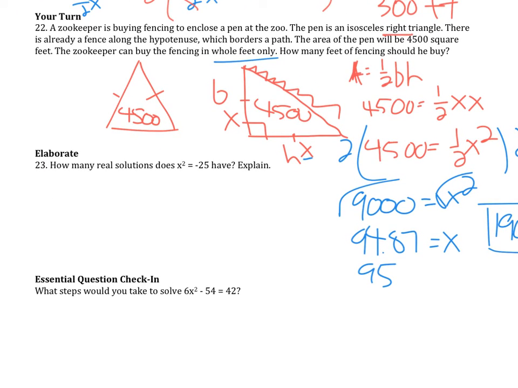Hey, little discussion. How many real solutions does x squared equals negative 25 have? Okay, so have an answer for that, along with what steps you would take to solve the problem in the essential question, 6x squared minus 54 equals 42. We'll discuss all those once we come back into class.